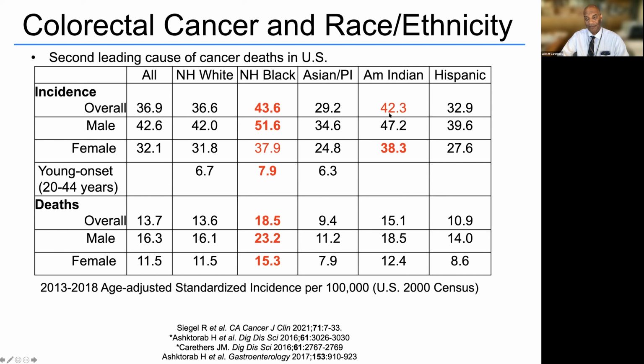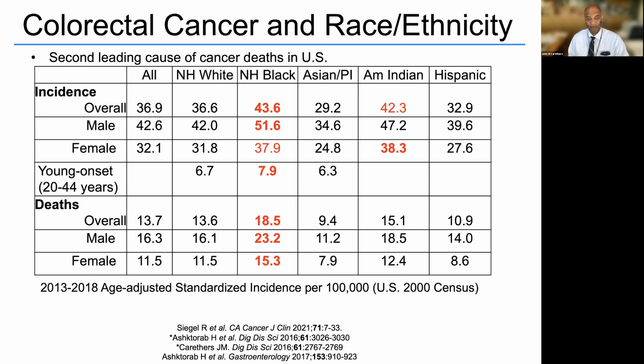The next highest is American Indians or Native Americans at 42.3 per 100,000. By the way, the rate for American Indians has gone up dramatically because their lifespan has accelerated. This is really high for males in Blacks and highest for females amongst American Indians. If you look at deaths from that, overall, the highest is 18.5 per 100,000 in non-Hispanic Blacks, and that remains high for both males and females of that particular race.